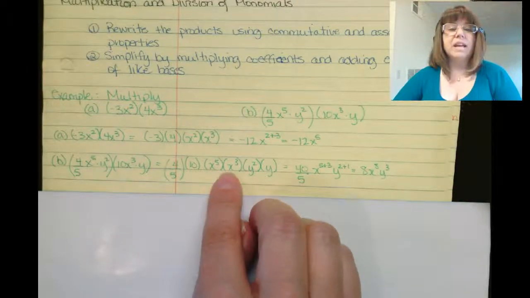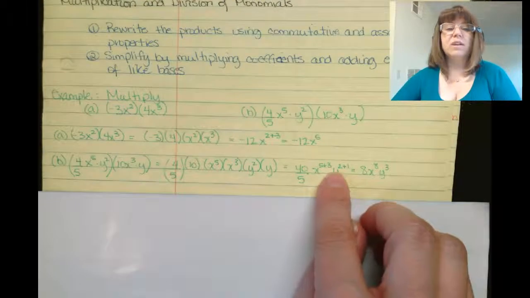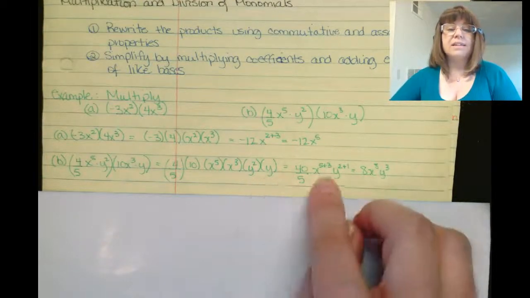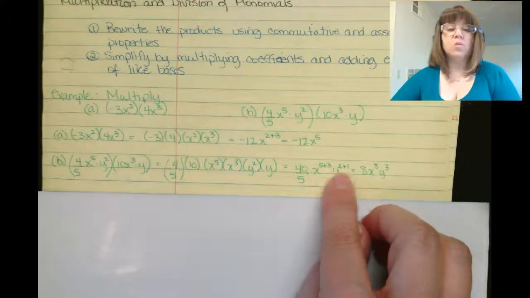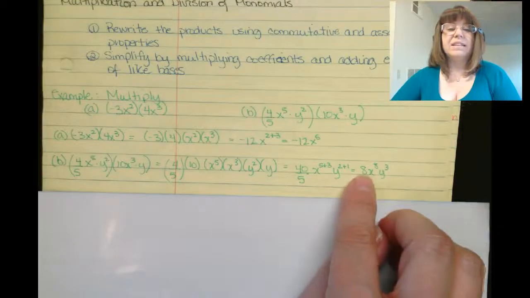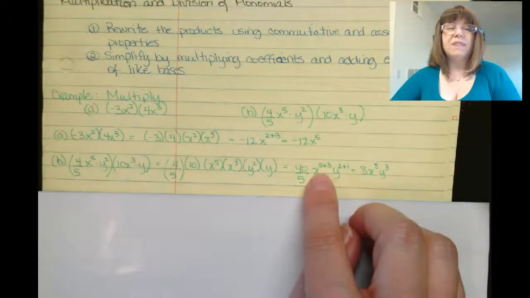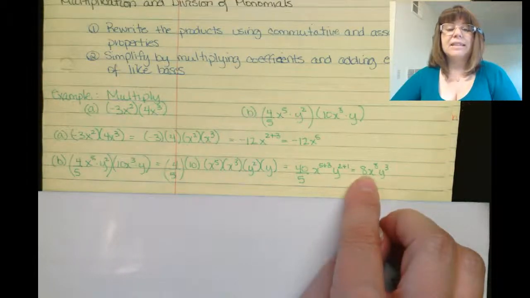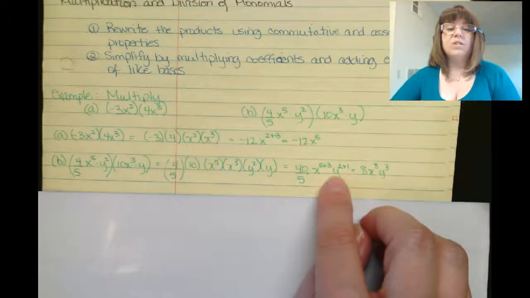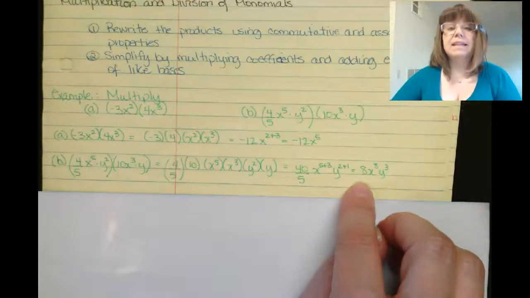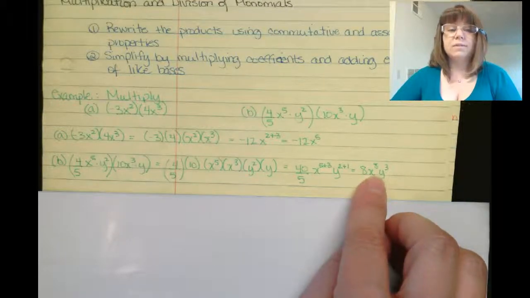X to the fifth times x cubed is going to be x to the 5 plus 3. Y squared times y is going to be y to the 2 plus 1. And that gets me 40 divided by 5 is 8. 5 plus 3 is 8, so it's going to be x to the 8. Y to the 2 plus 1 is going to be y cubed. So my final answer is 8x to the 8th y cubed.